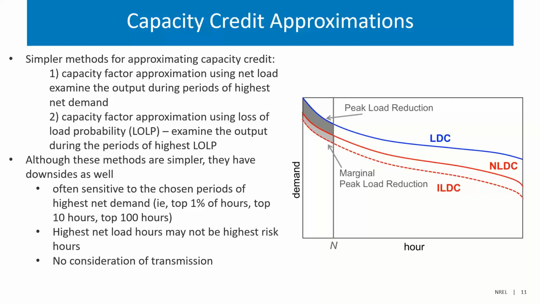However, there are some downsides. They're often very sensitive to the chosen periods of the highest net demand. Whether you take the top 1% of the hours or the top 100 hours, you might get different values. With some systems, the highest net load hours may not be the highest risk. We've seen other systems where your highest risk is during periods of high generator maintenance, so that's another downside. And with this method, you're not taking transmission into consideration.